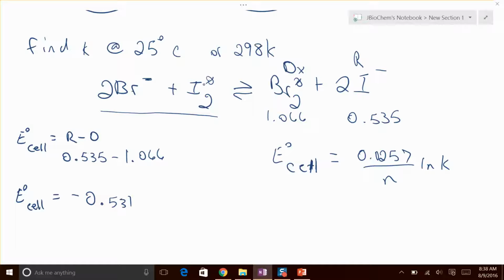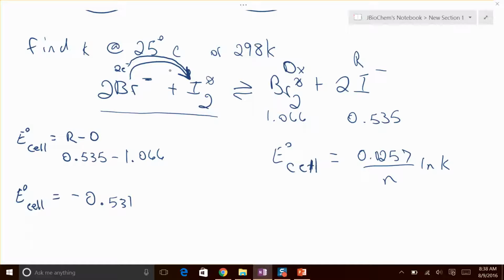Where did they go? Those 2 electrons from Br went to where? They went to I2. These 2 electrons flowed here to E minus. They flow this way. Okay? So Br negative loses those electrons and I2 picks them up and becomes 2I minus.